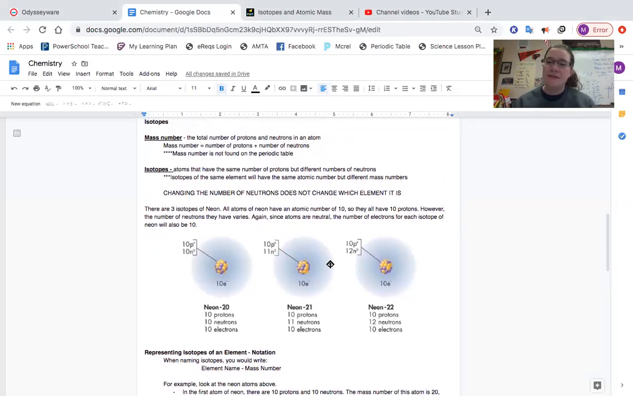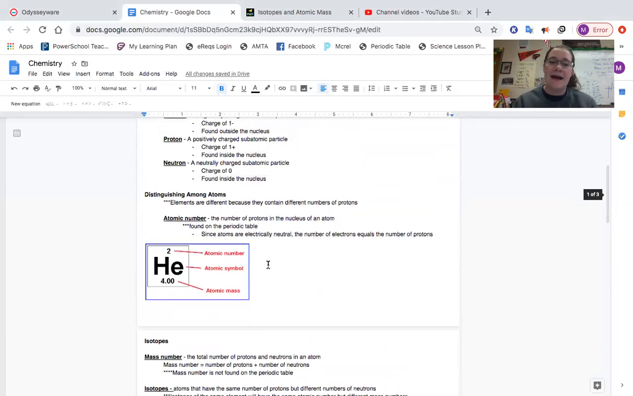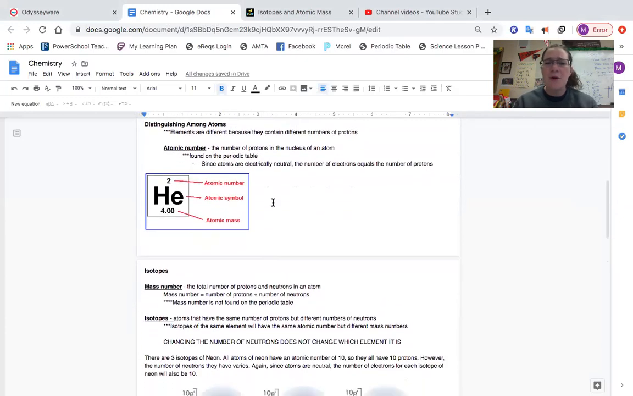Today we're going to add on just a little bit with our subatomic particles and things that we know about atoms, looking mostly at neutrons. We still have to remember things from yesterday, like atomic number is the number of protons, and that the number of protons is the same as the number of electrons, because we're dealing with neutral atoms. But today we're going to focus on neutrons.